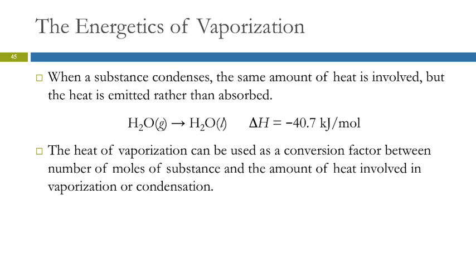When a substance condenses, it's the opposite process, and the same amount of heat is involved, it's just the direction that's different. So if you take 1 mole of gas, 1 mole of steam, and condense it into a liquid, it releases 40.7 kilojoules per mole. This can be used as a very nice conversion factor.